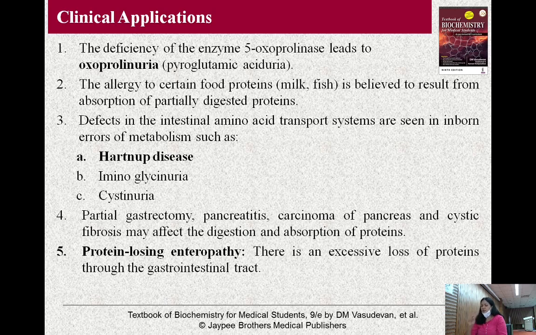What are the signs and symptoms of pellagra? Chandani, bolo. Signs and symptoms of pellagra. Ma'am, I don't know. Okay, okay.